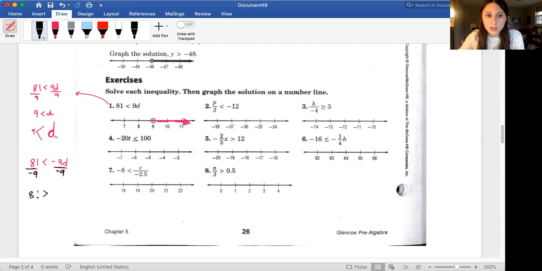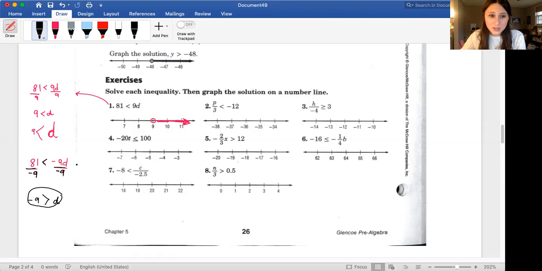So this 81 divided by negative 9 would be negative 9. Negative 9 is greater than D. So this is my answer. So the difference between what I just did is that I flipped from less than to become greater than. Now when I check my answer, D has to be anything smaller than negative 9.